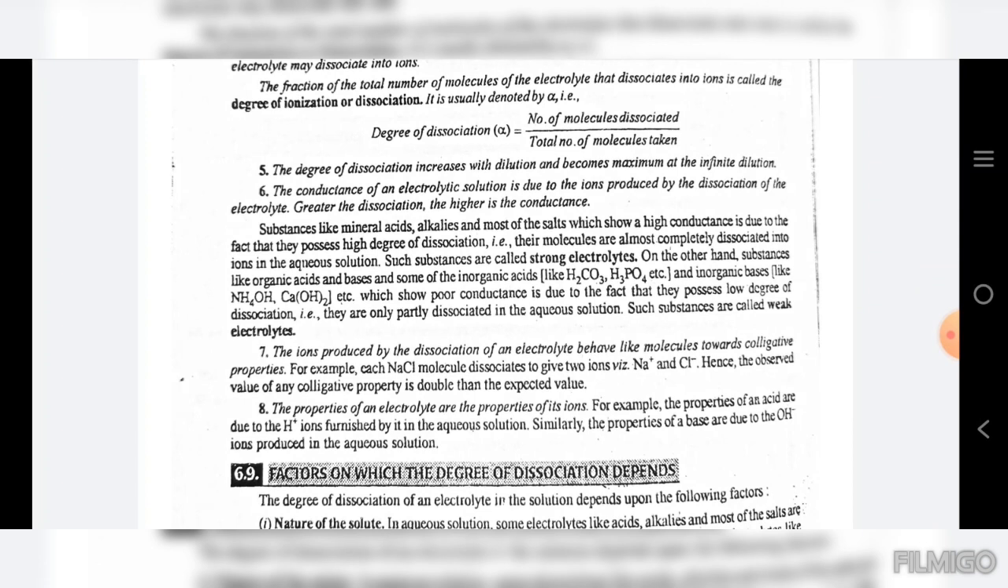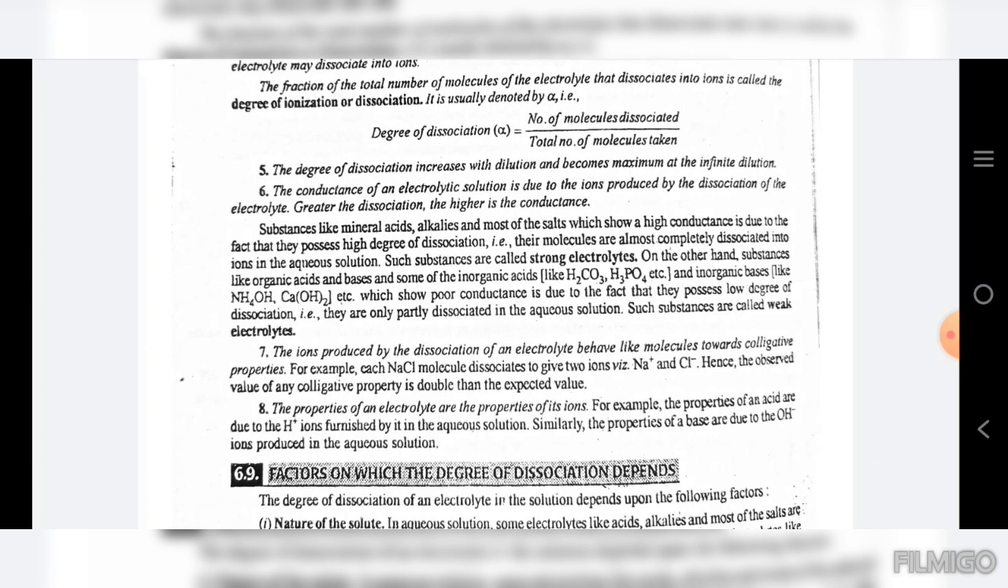The conductance of the electrolytic solution is due to the ions produced by the dissociation of the electrolyte. Greater the dissociation, the higher is the conductance. Substances like mineral acids, alkalis, and most of the salts show a high conductance due to the fact that they possess a high degree of dissociation. Their molecules are almost completely dissociated into ions in the aqueous solutions. Such substances are called strong electrolytes.